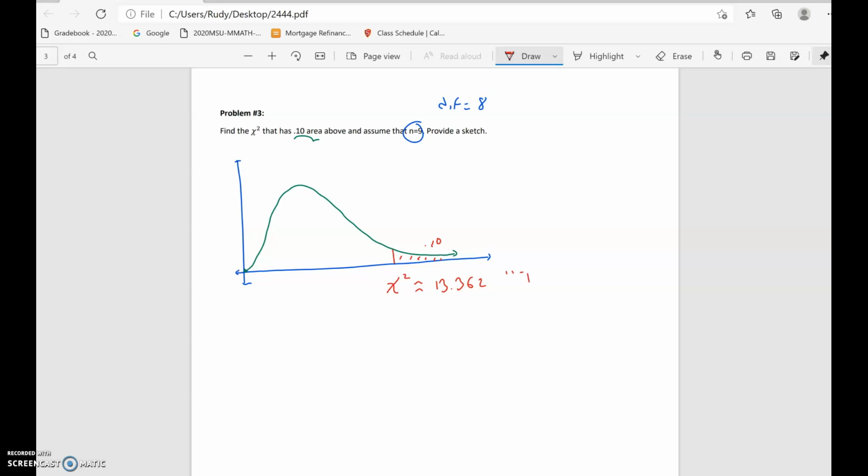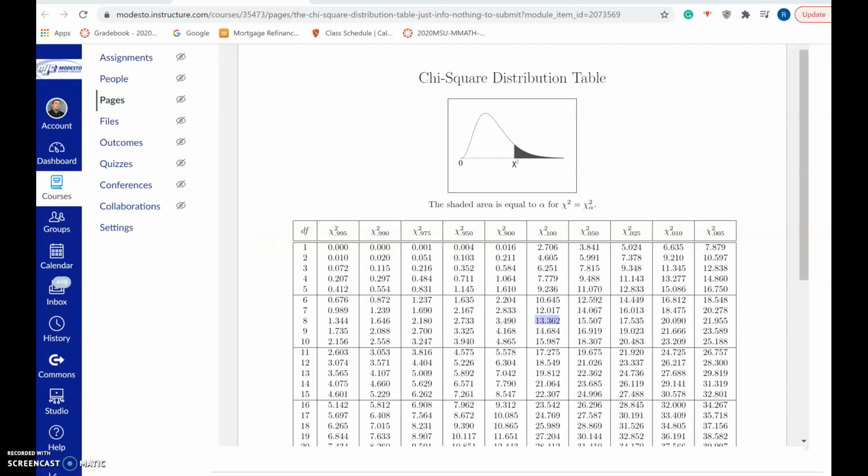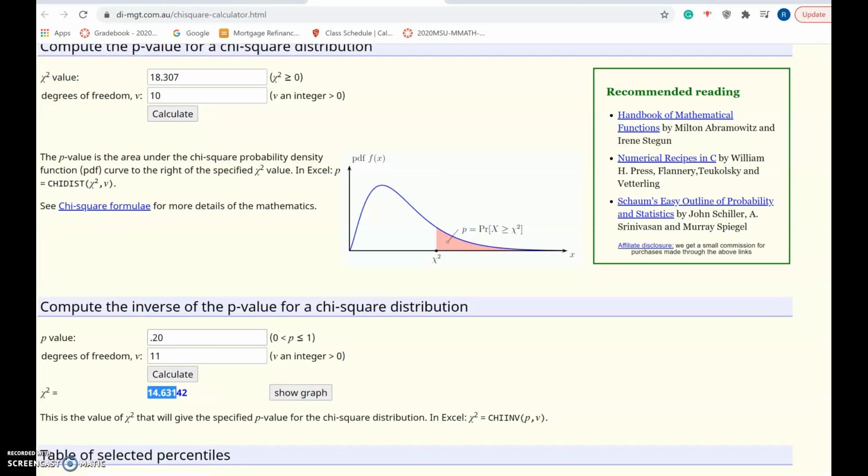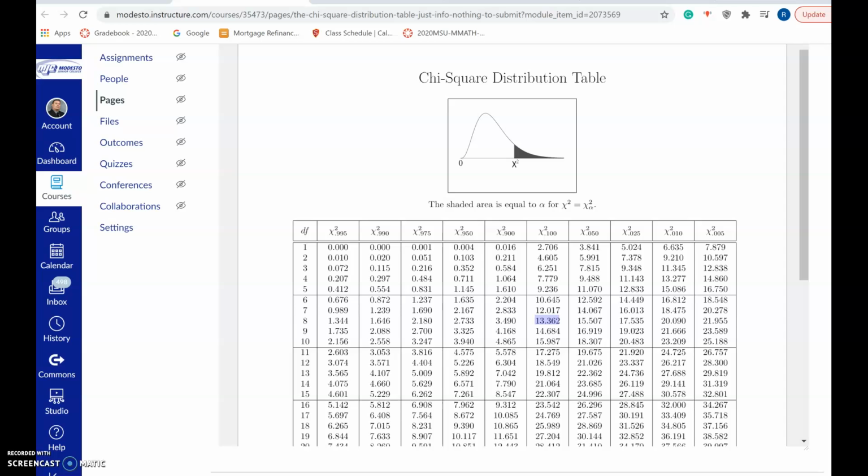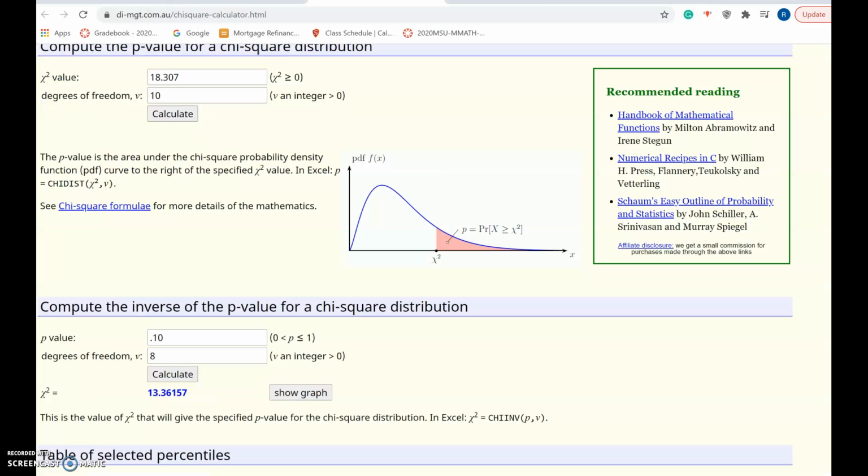Let me just write it as the table value. Remember that some of these are going to be a little bit off, but this one should be okay since it's exactly from the table. So let's run the calculator: 0.10 above it, and 8 degrees of freedom. Running it, we get 13.361, which matches 13.362, just a little bit off. If you round to 3 decimal places, it'll round to 2.